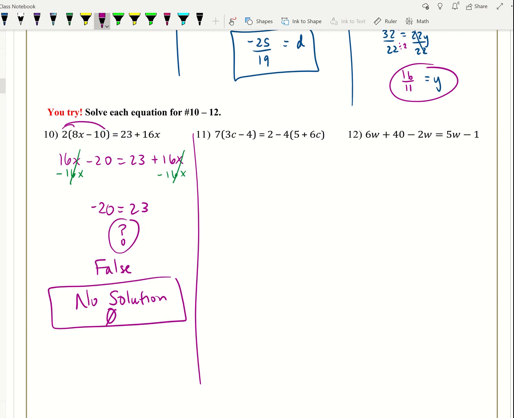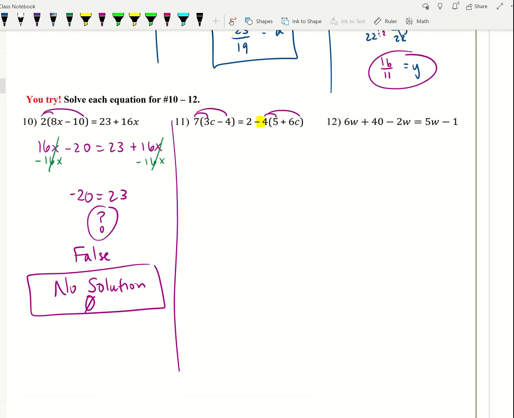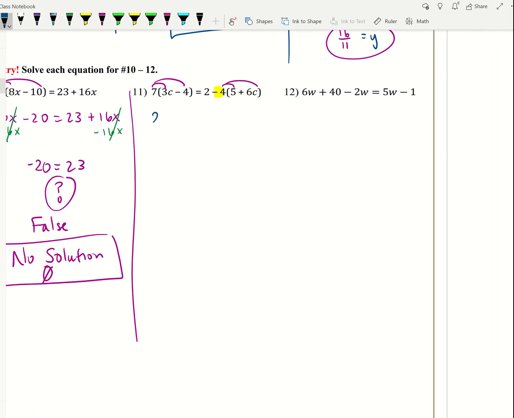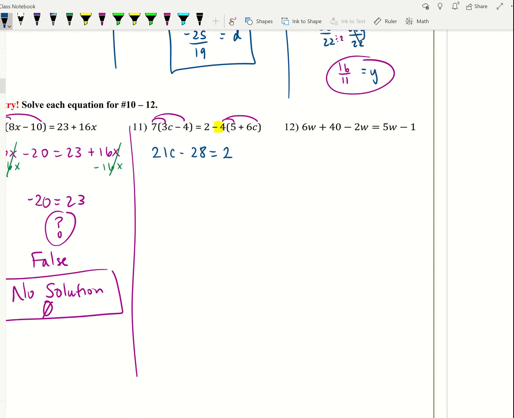Number 11, I'll start with the distributive property. And I do want to be careful here. When I distribute on this right-hand side, I'm not distributing a 4. I'm actually distributing a negative 4, so I will be careful there. All right, so I would have 21c minus 28 equals, now I do not get to combine that 2. This kind of reminds me of question number 9. Remember the 5 plus 4? This is the same idea. I need to distribute first.